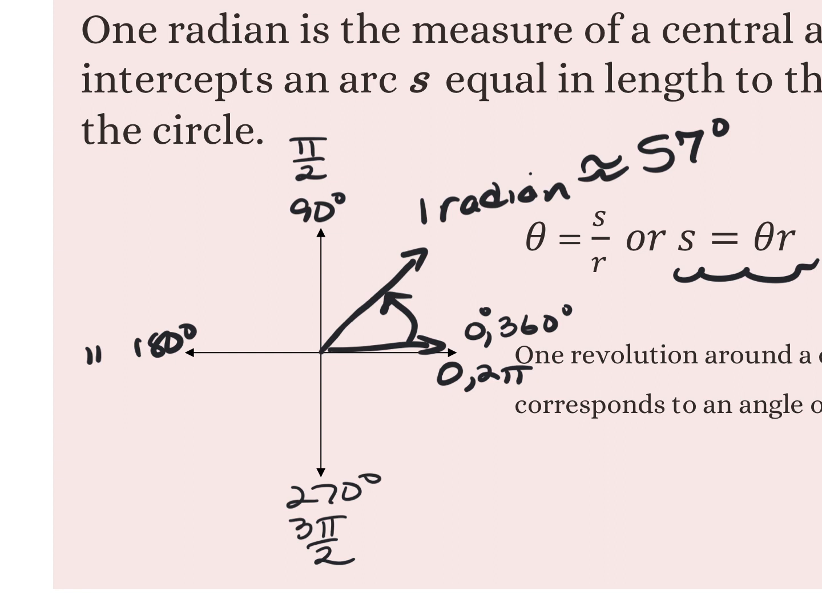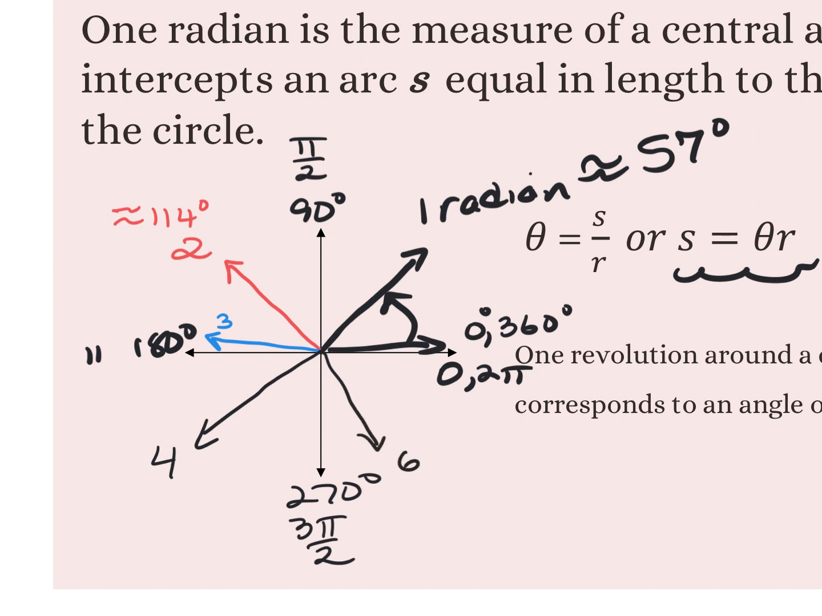So 2 radians is approximately located over here. It's about 114 degrees. So 2 radians is located in quadrant 2, and it's approximately equal to 114. 3 radians is just before the 180, so 3 radians is going to be located about here. 4 radians is going to be located in quadrant 3, so 4 radians will be about here. 5 radians over here.